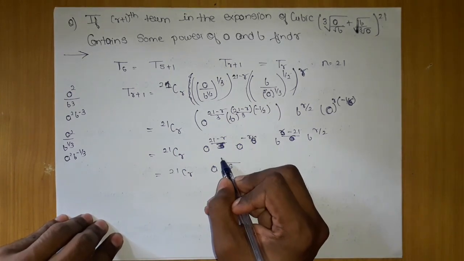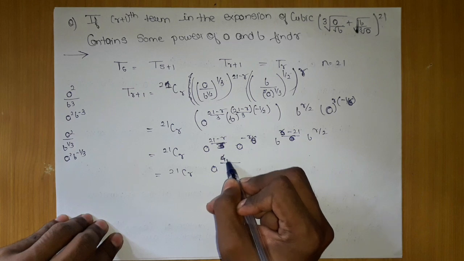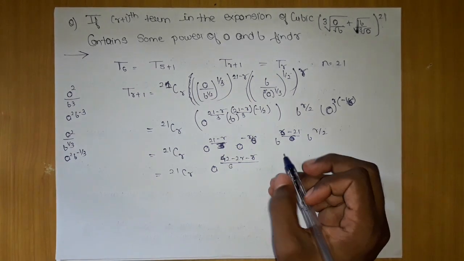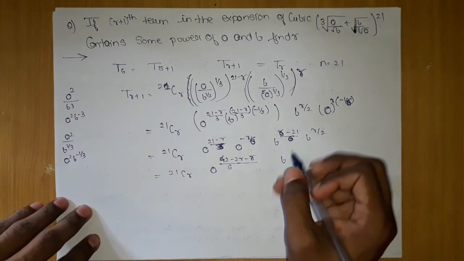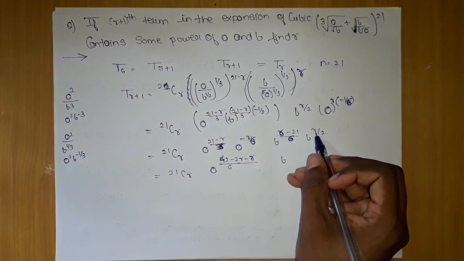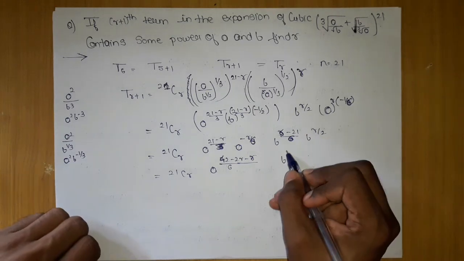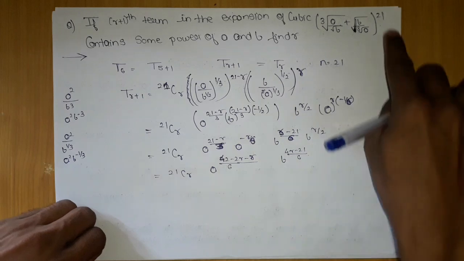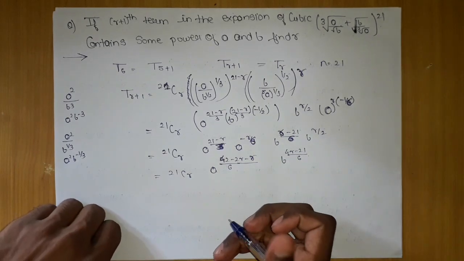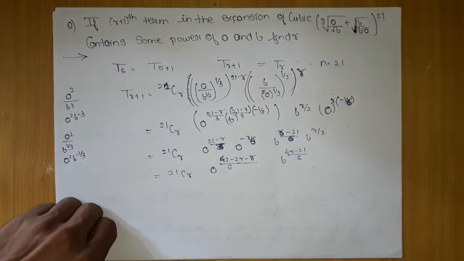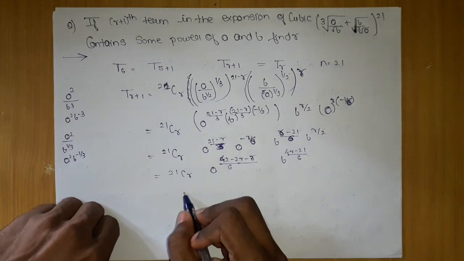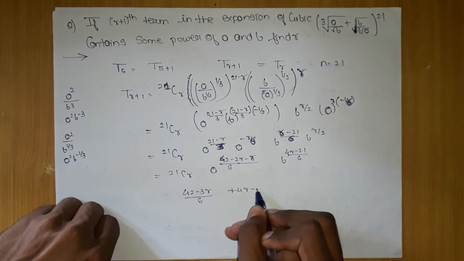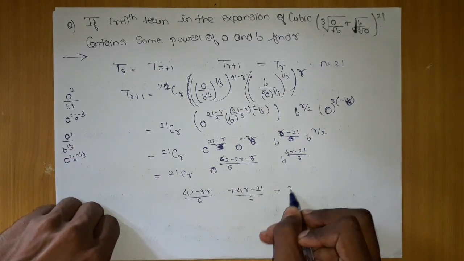if I have to make the same denominator, this will be 6, and here if I make it 21, it will become 42 if I multiply, minus 2r minus r, right? And here if you see b to the power, if I want to make the denominator, I have to multiply here by 3, so this will become 4r minus 21 by 6. So now these two powers should add up and give me 21. That is the property of binomial. Sum of the powers of the coefficient should be equal to n. So 42 minus 3r by 6 plus 4r minus 21 by 6 should be equal to 21.